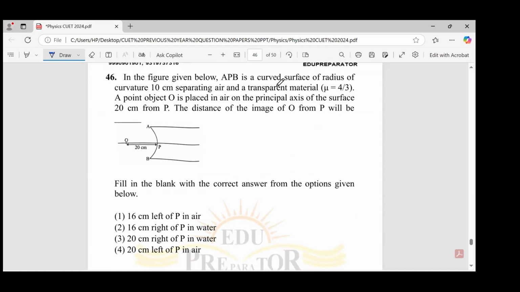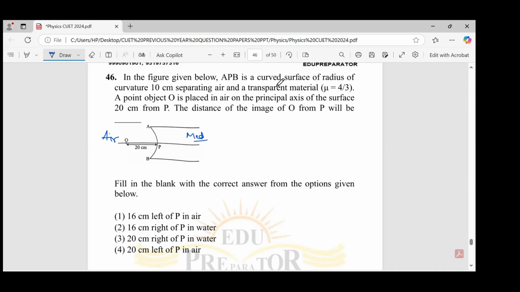So let's move to question number 46. It is based on spherical refraction. The question says APB is a curved surface of radius of curvature 10, separating air and a transparent medium of mu value 4/3. Point object O is placed in air, right? So on this side you have air, on this side you have the medium.